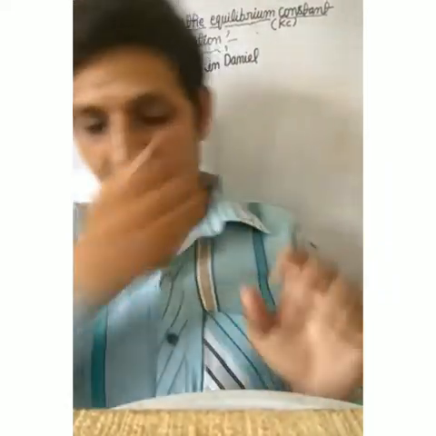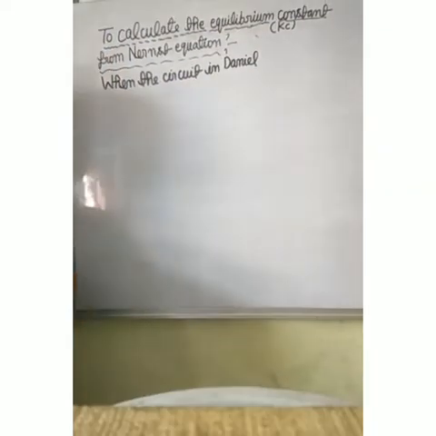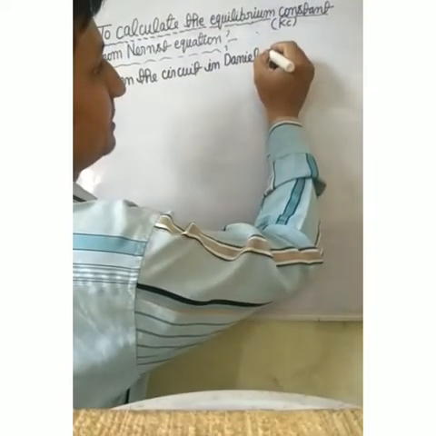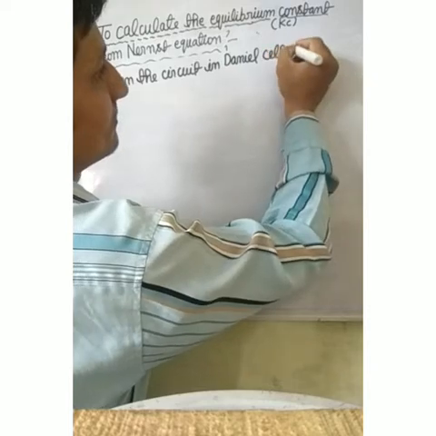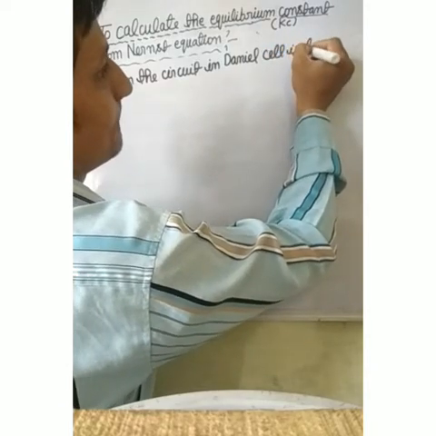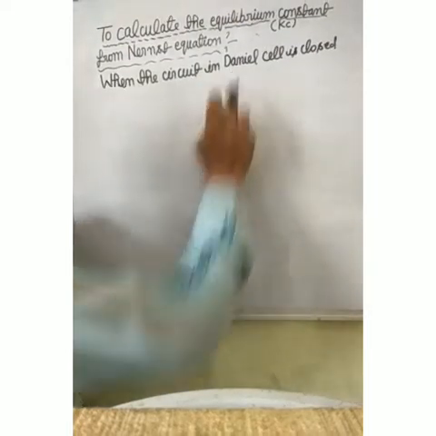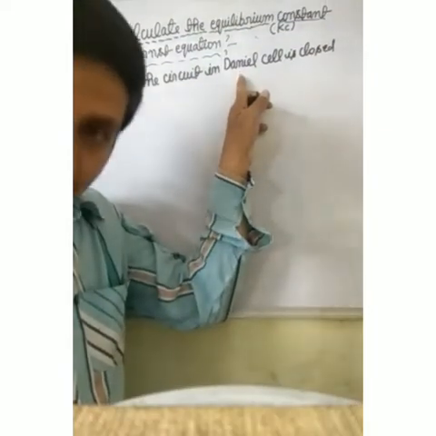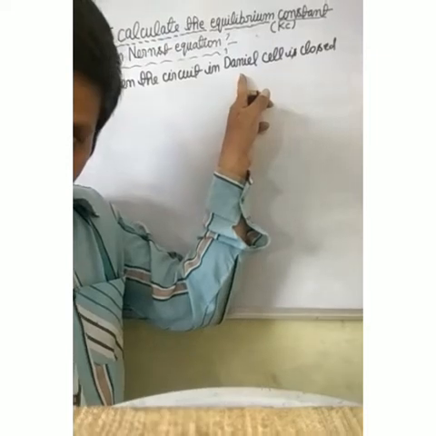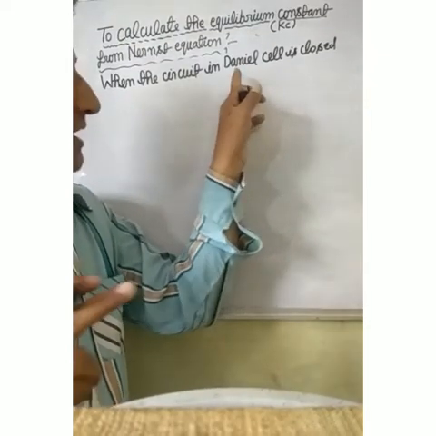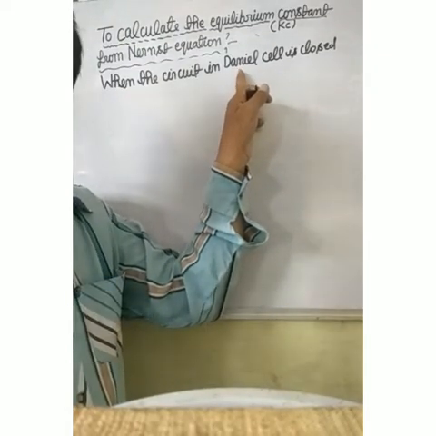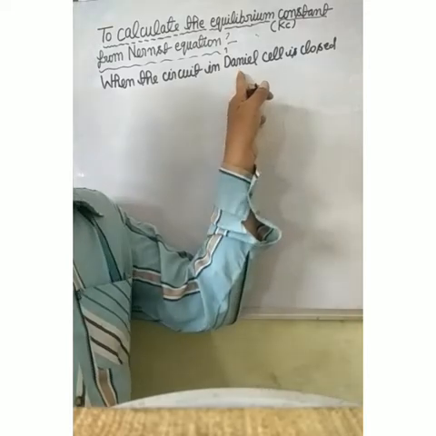So first you have to look here. When the circuit in the Daniell cell is closed, now the question is, sir, what is a Daniell cell? A Daniell cell is an example of an electrochemical cell or galvanic cell or voltaic cell.